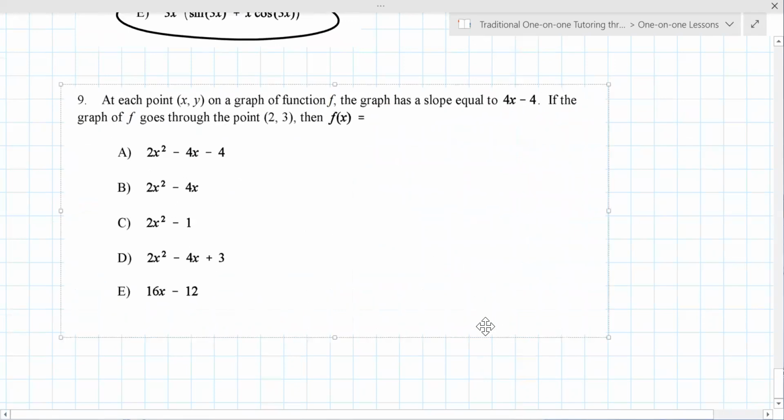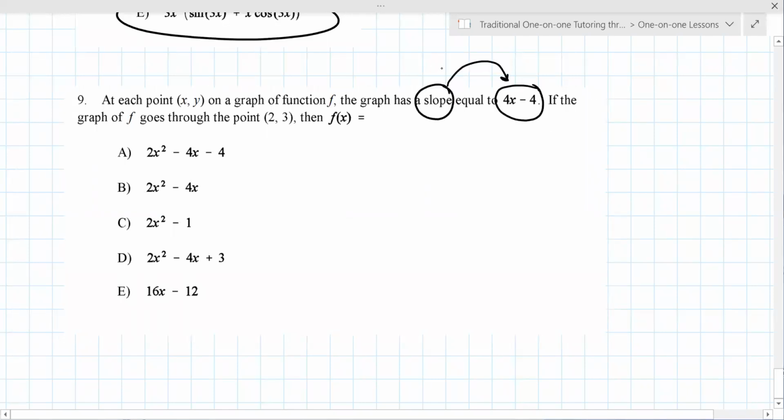All right, so it says at each point on a graph, the function has a slope equal to 4x minus 4. So they're telling you that this equation right here is the slope equation. Slope is another word for derivative. So what is the antiderivative of this? 4x squared over 2 minus 4x plus c. So that's your f of x.